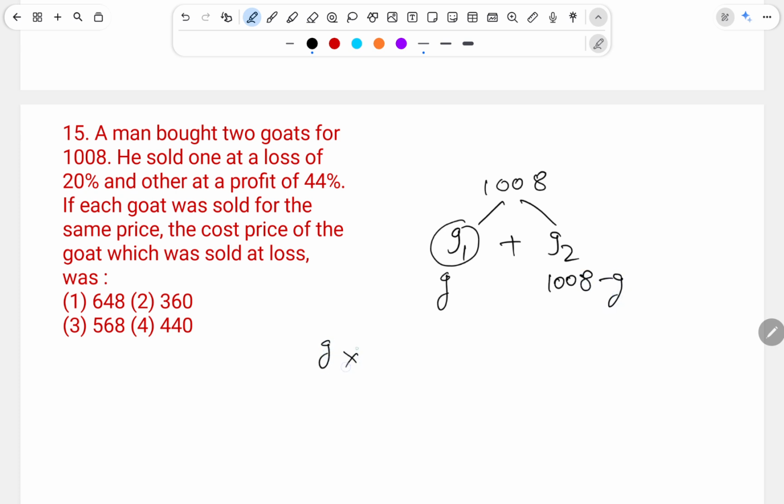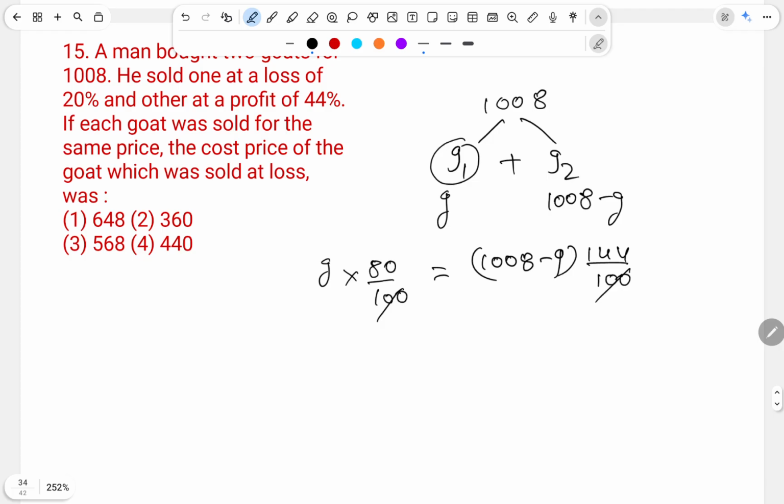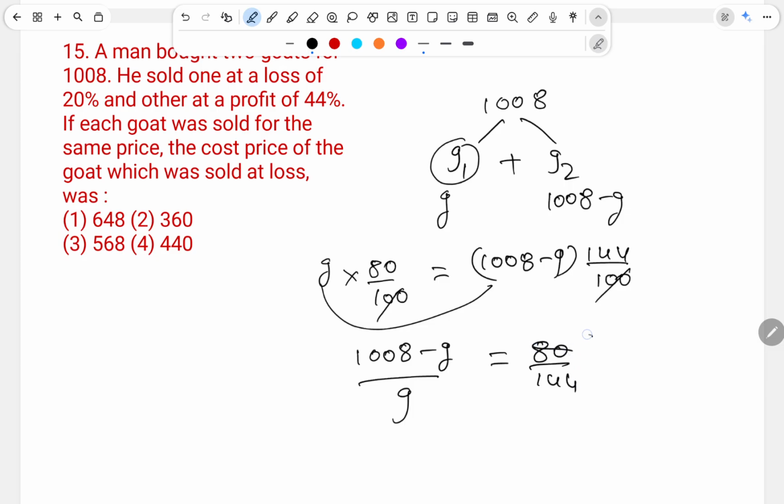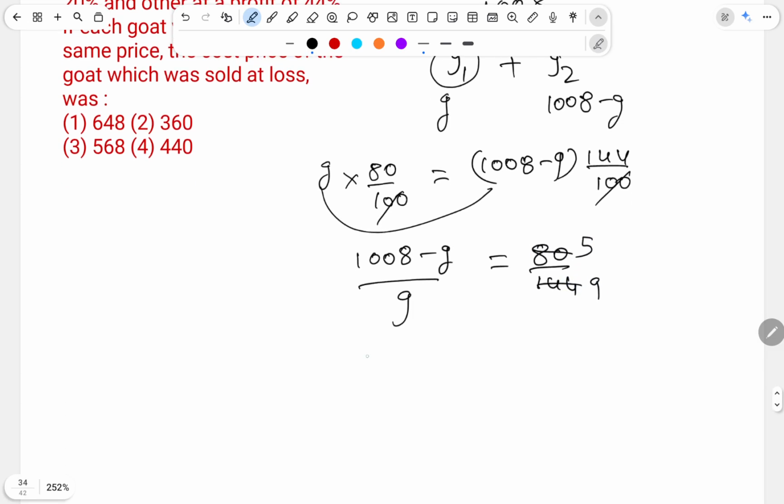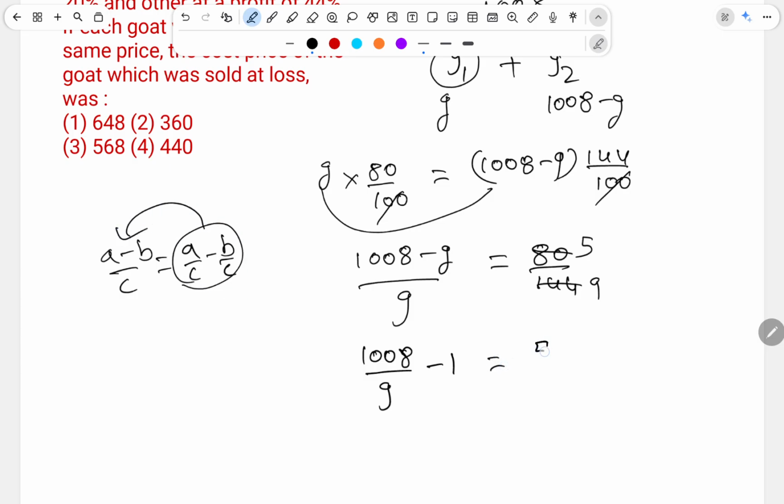Okay. So on one I got a loss. 20% loss means 80 by 100. This is equal to 1008 minus G into 44% profit, 144 by 100. See, these both must be equal, they are saying. You can take the ratio or any way you can do it. Suppose if I take a ratio of variables and the numbers, 1008 minus G by G. If I transpose, then 144 to the 80 by 144. 16 fives, 16 nines. Now divide this separately by G minus 1. I took separate. My A minus B by C will become A by C minus B by C. If you take LCM again, it will give the same, is equal to 5 by 9.